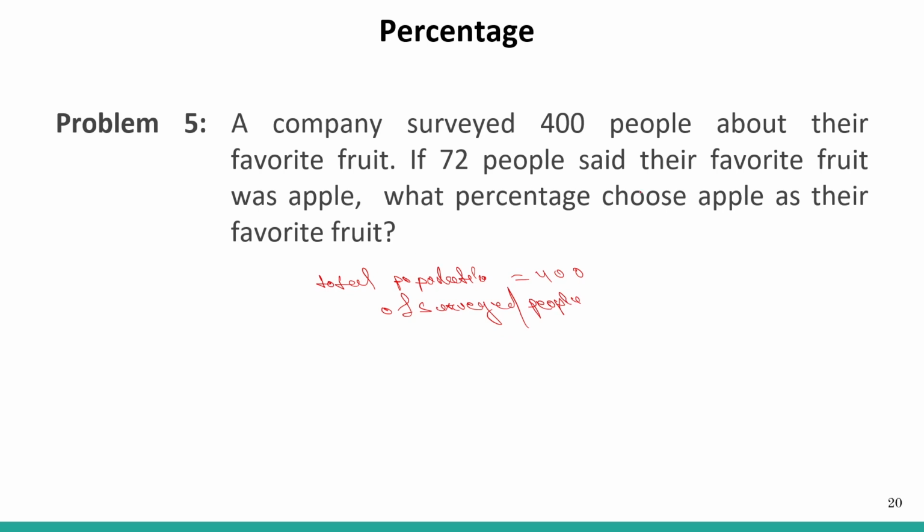Okay, so they were surveyed about their favorite food. So 72 people said their favorite food was apple. Apple as favorite food was equal to 72. So what percentage chose apple as their favorite food? So if we divide 72, that is the number of people that chose apple as favorite food, by the total population who were surveyed in the company, that is equal to 400.